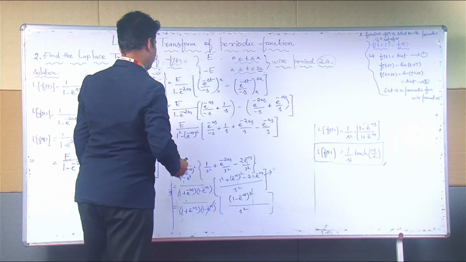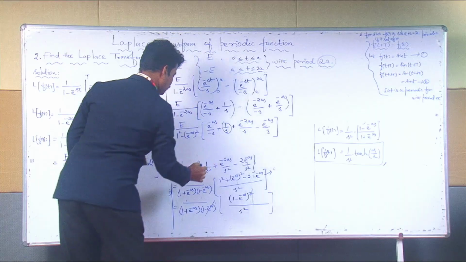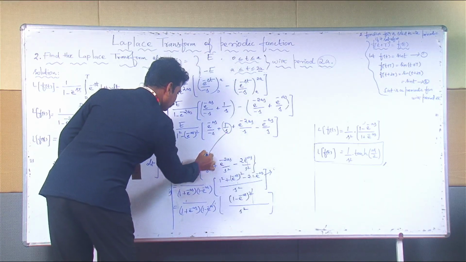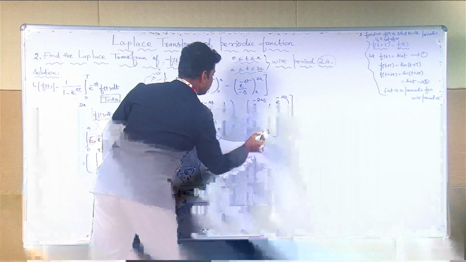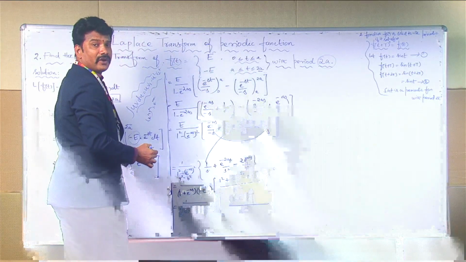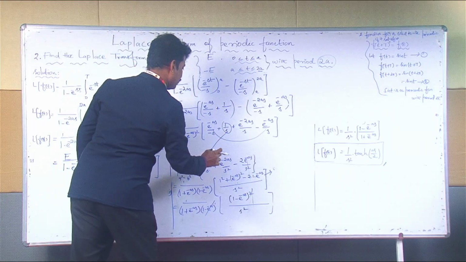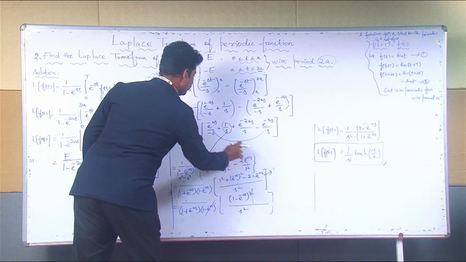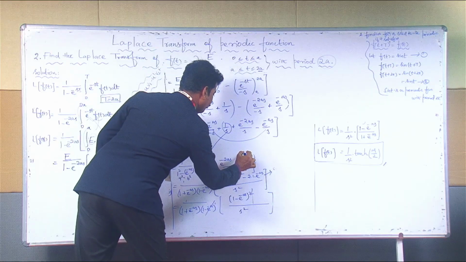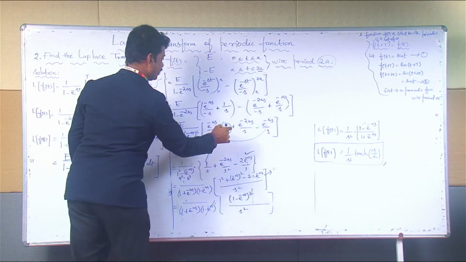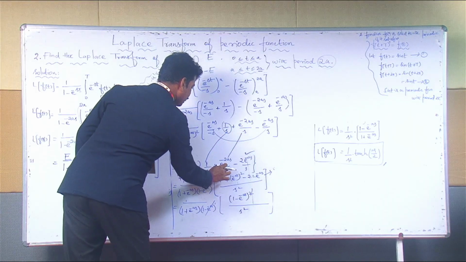Now look at this. Here you write 1 by s as it is. For the next ones, add these two terms because both terms are the same. So finally, adding these two terms, we get 2 times e power minus as divided by s, minus, and this term you keep as it is: e power minus 2as divided by s.